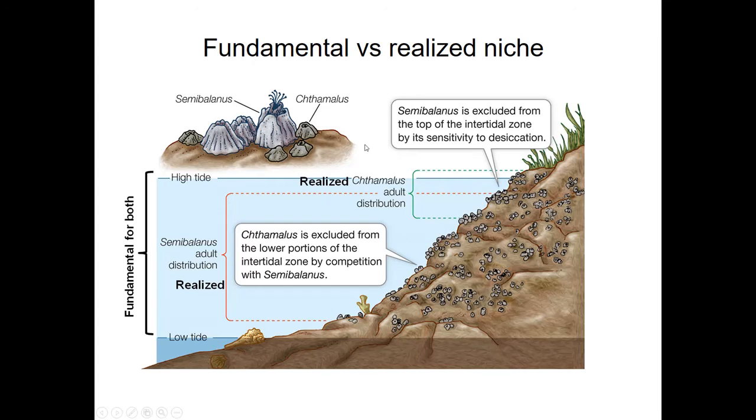So basically this Semibalanus one competes with the Thalamus one and doesn't allow it to exist in this lower intertidal zone. So the realized niche of this Thalamus species is that it has to end up living in the upper zone because it gets outcompeted in this lower zone. So that's an example of realized versus fundamental niches in nature, and this happens a lot.